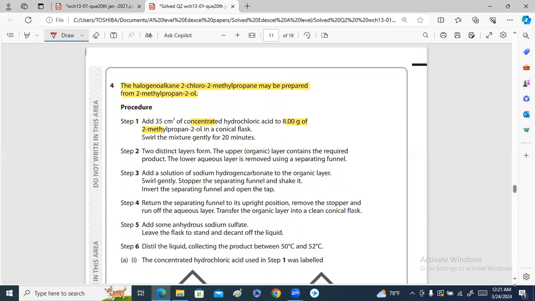The halogenoalkane 2-chloro-2-methylpropane may be prepared from 2-methylpropan-2-ol. So this is the procedure, step 1, 2, 3, 4, 5, 6. You can stop the video and look at the procedure. I'm going to solve the parts first.